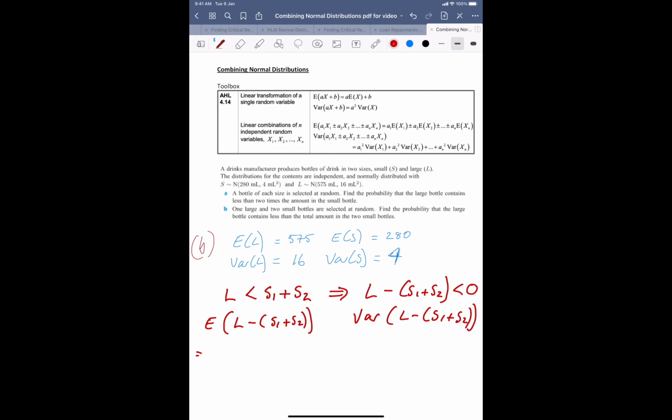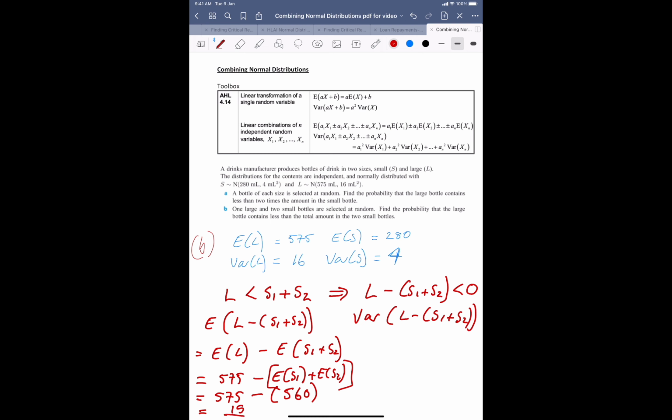And using our formula from before, it's going to be E of L minus E of S1 plus S2. And then we just transfer down from above. E of L is 575. And down here it's going to be E of S1 plus E of S2. Again, you don't really need all this notation, but I think it helps. And that is actually the same mean as before, but it's the variance that changes.